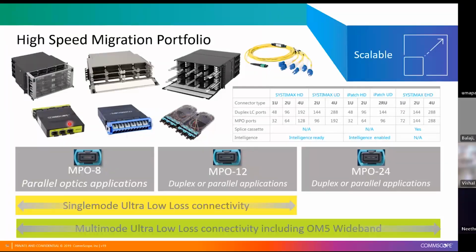So these are some of the cassettes. A few examples are given here. On the rear side you'll get the MPO connectors based on the trunk cable design. So you are able to choose the right trunk cable, the right connector, and then the right cassettes.